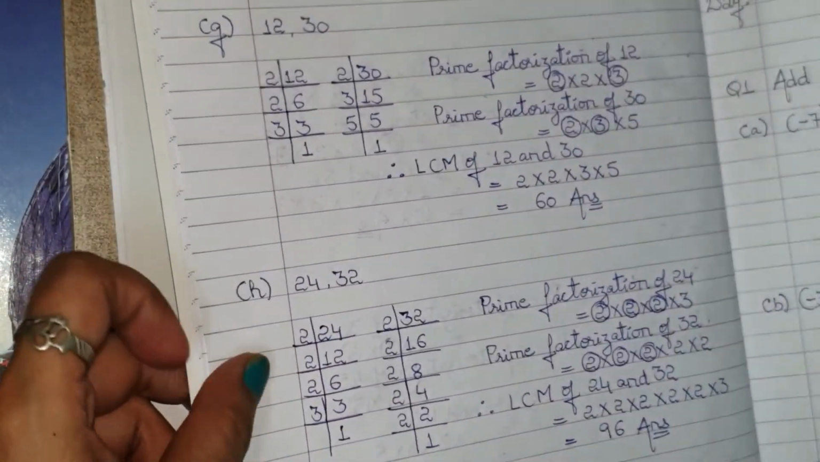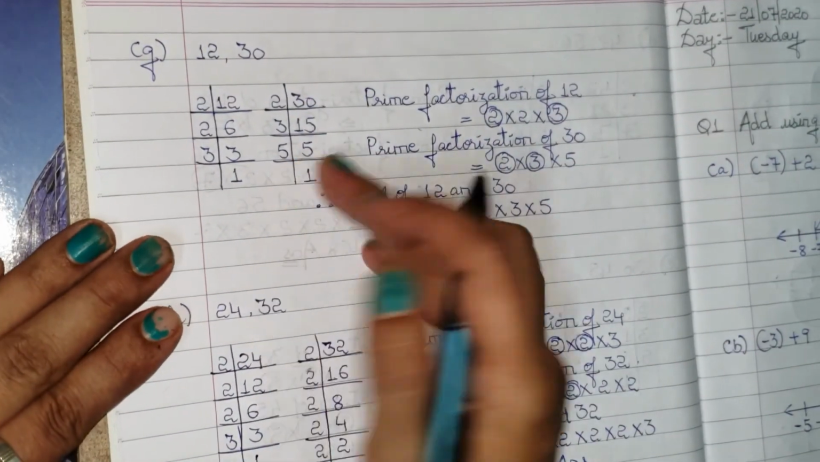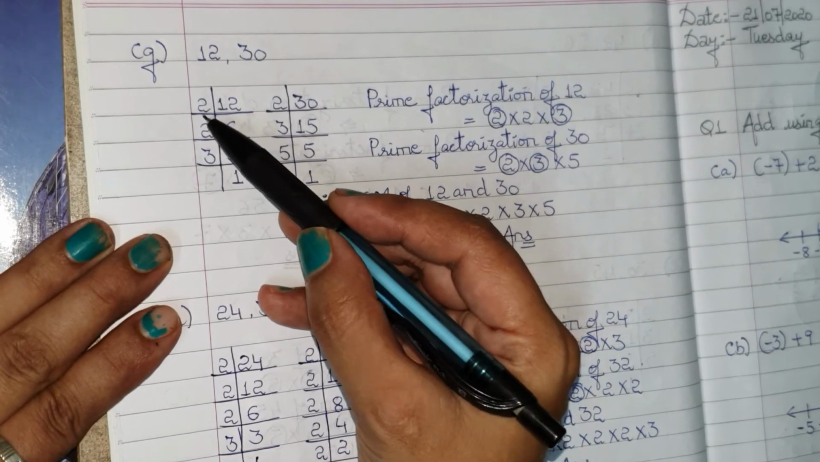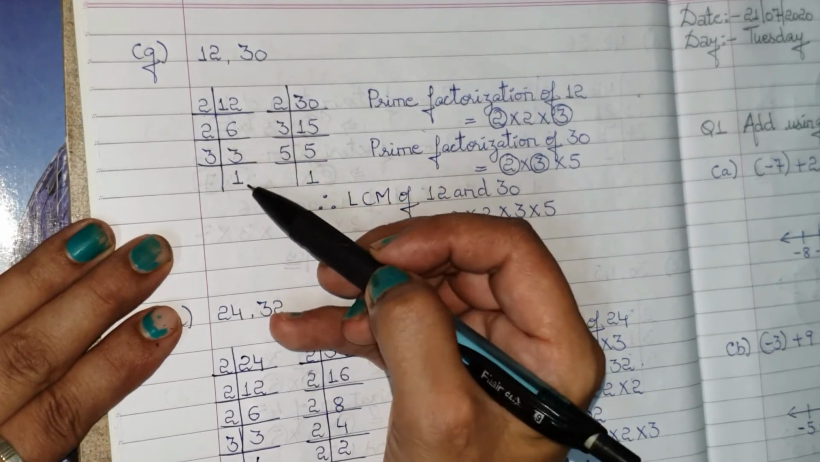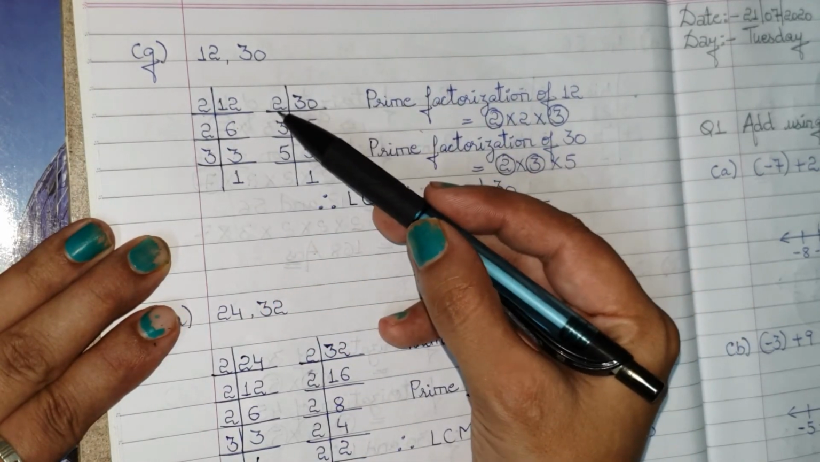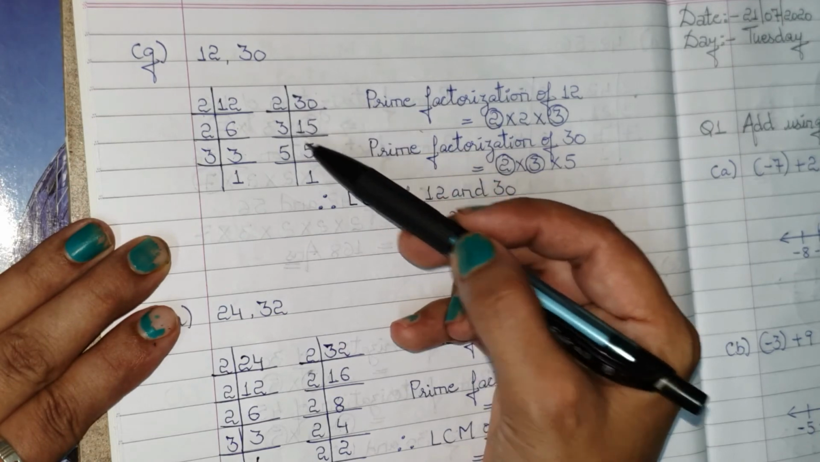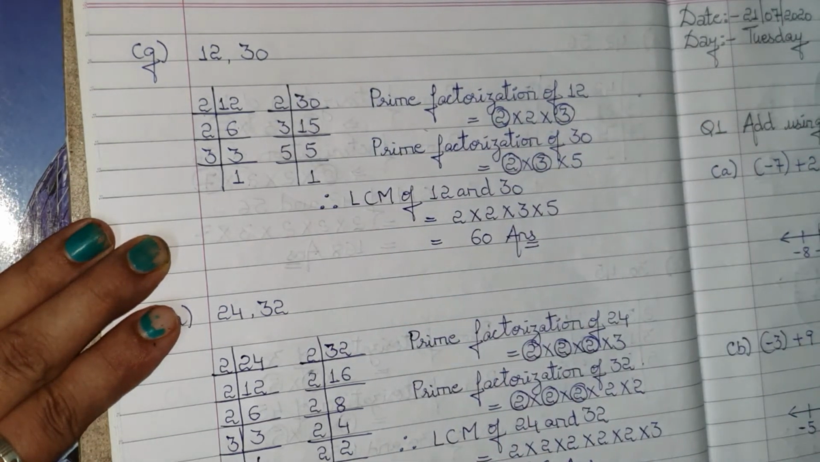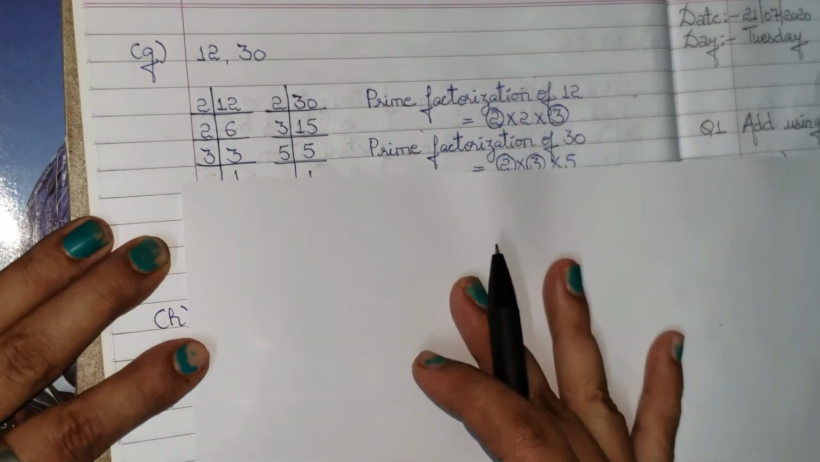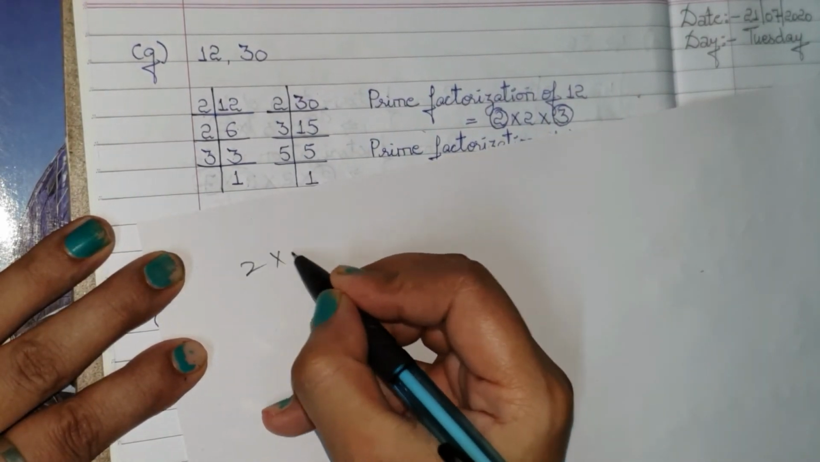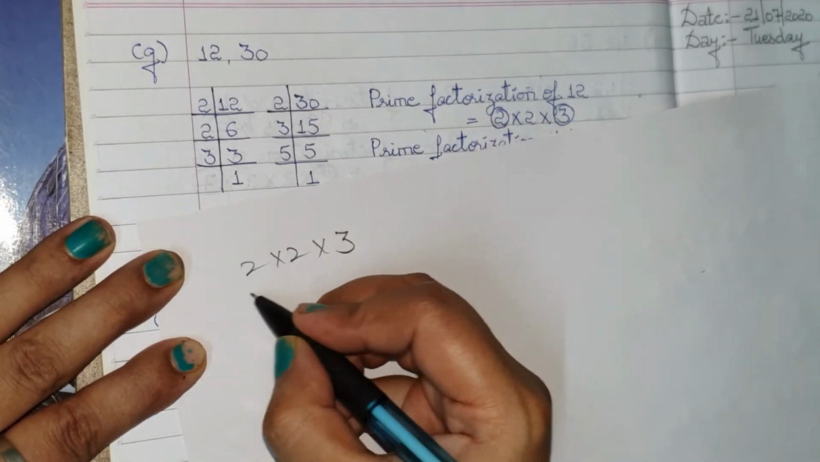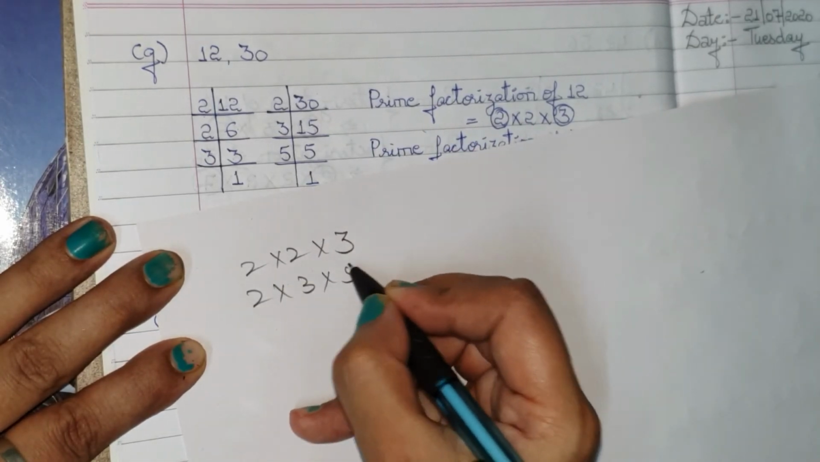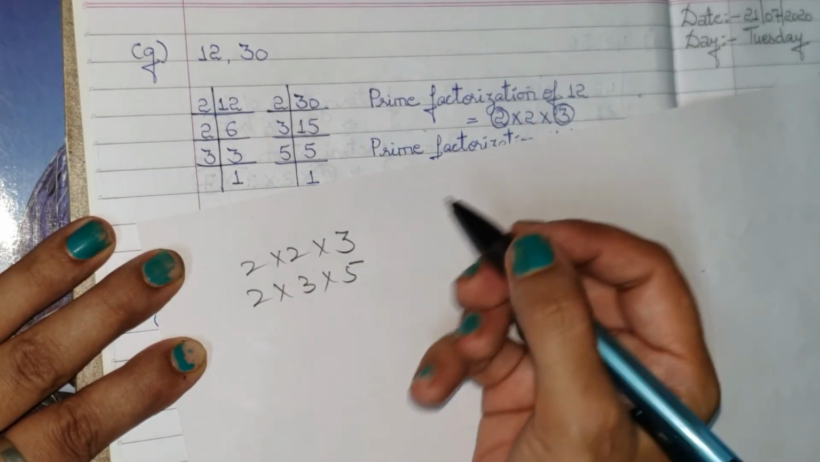Fine. Now let's move on to G part, that is 12 and 30. Now to find the factors of 12, 2 6s are 12, 2 3s are 6 and 3 1s are 3. Then the factors of 30, 2 15s are 30, 3 5s are 15 and 5 1s are 5. Then the prime factorization of 12 is 2 into 2 into 3, and of 30, 2 into 3 into 5. These are the prime factorizations of 12 and 30.